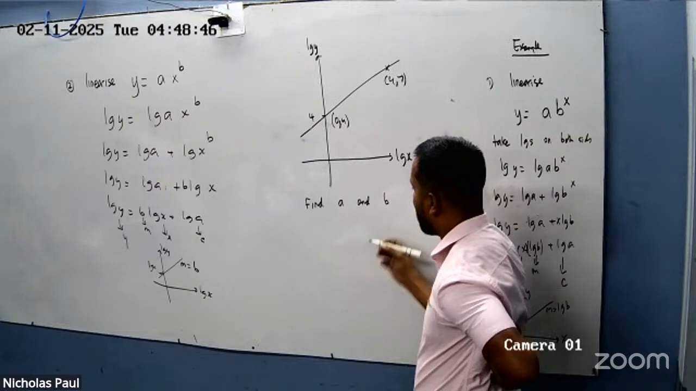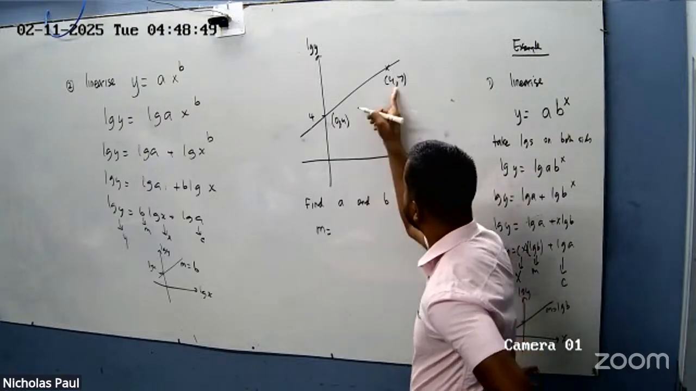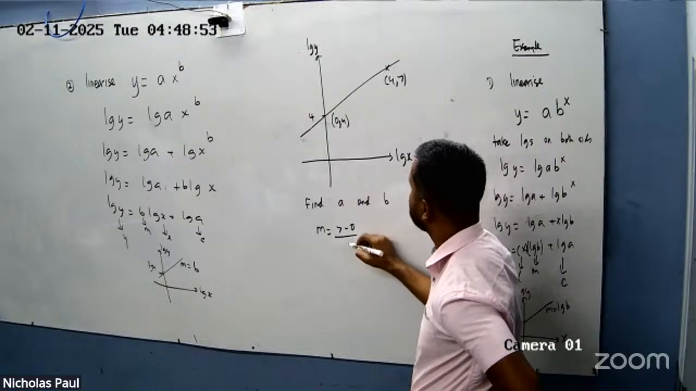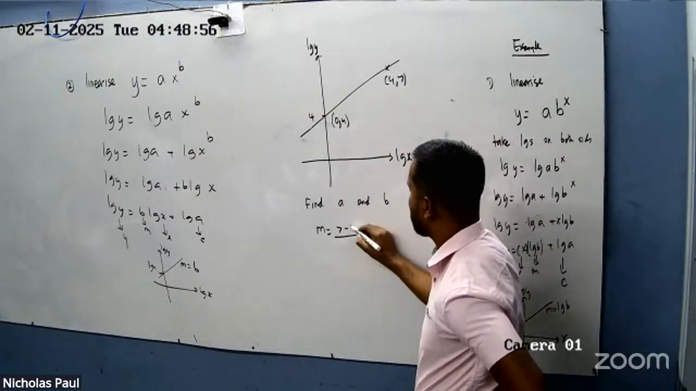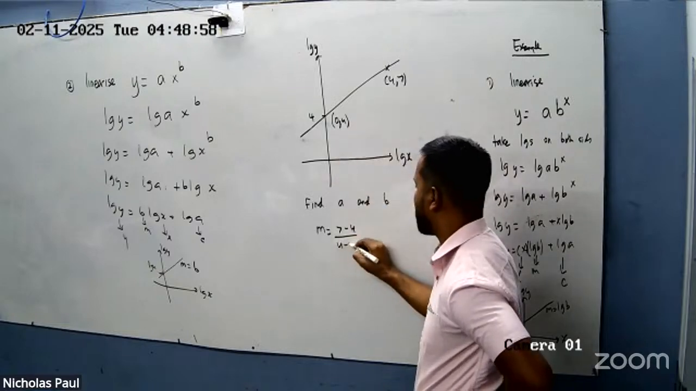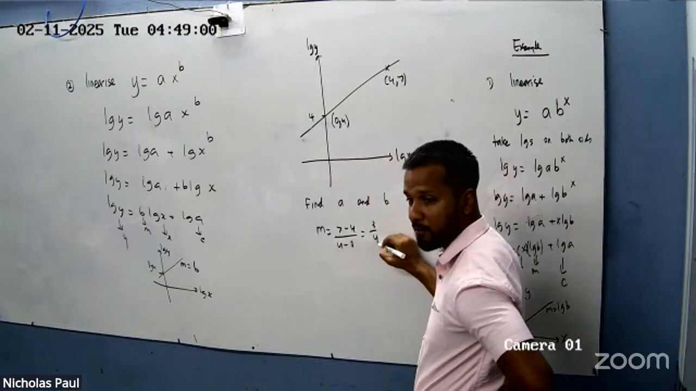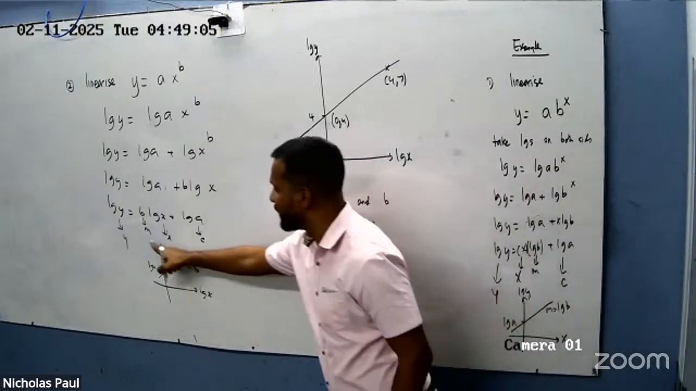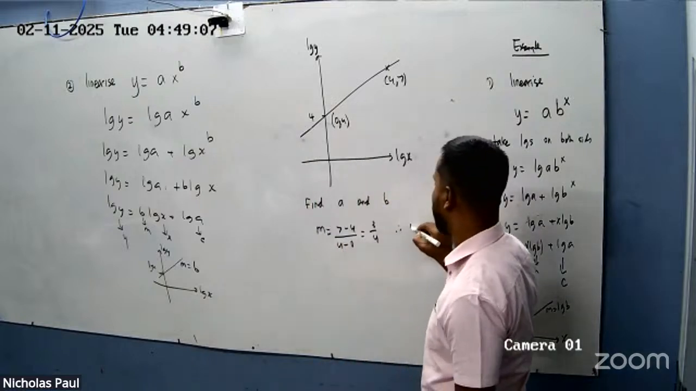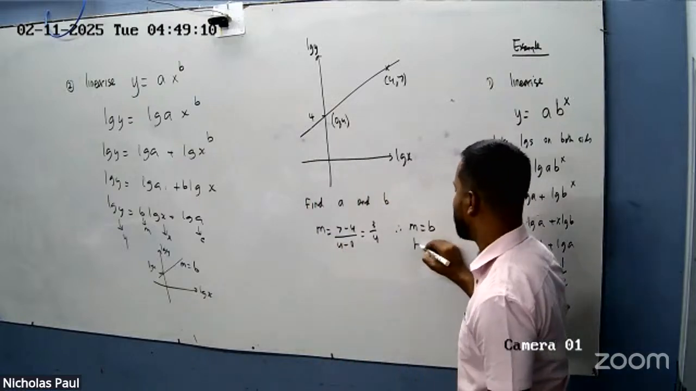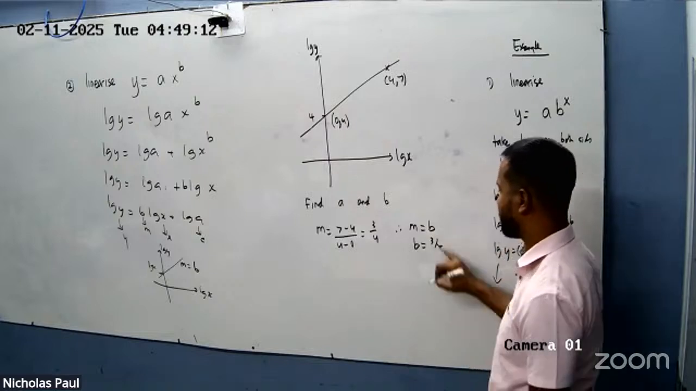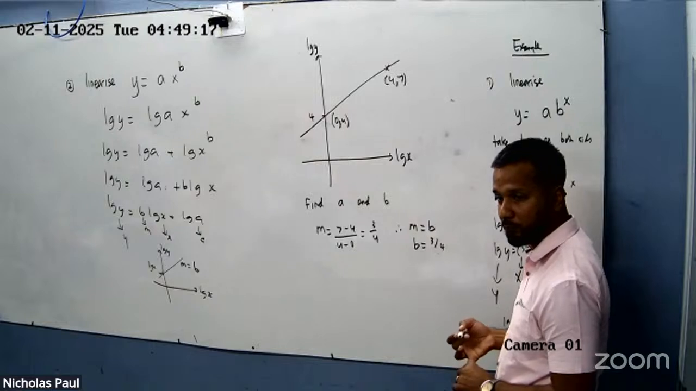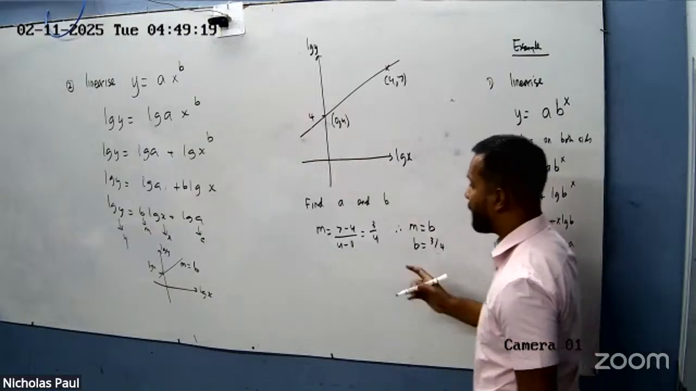Right. So we know that the gradient is what? Y2 minus Y1 over X2 minus X1. That gives 3/4. And we know that this gradient is B. So B is 3/4. That's okay?